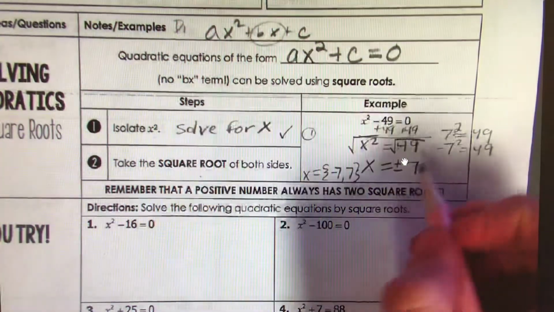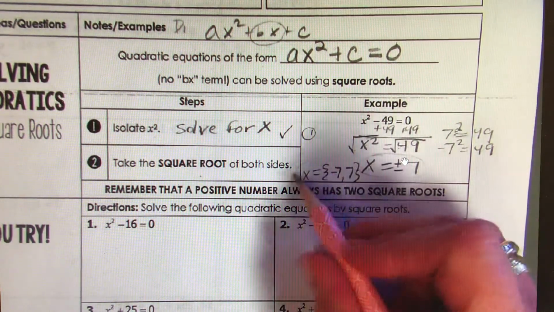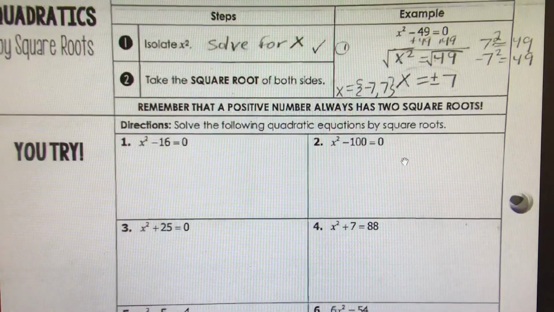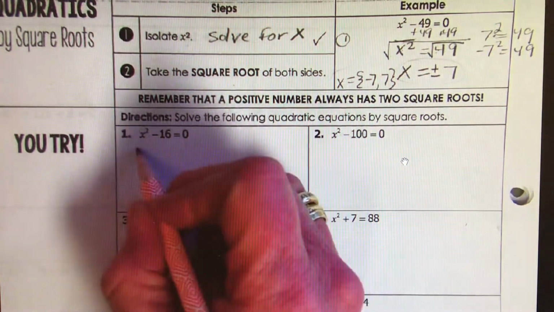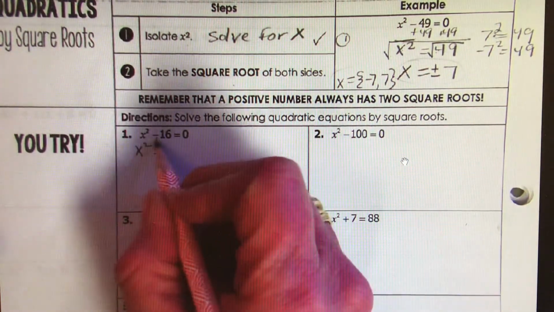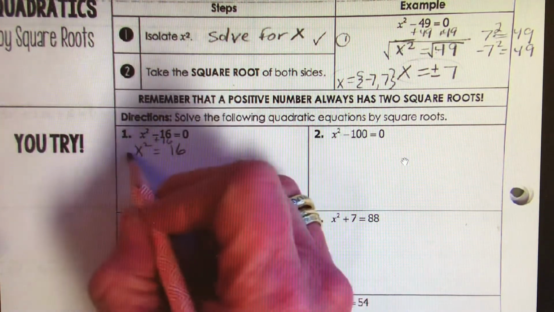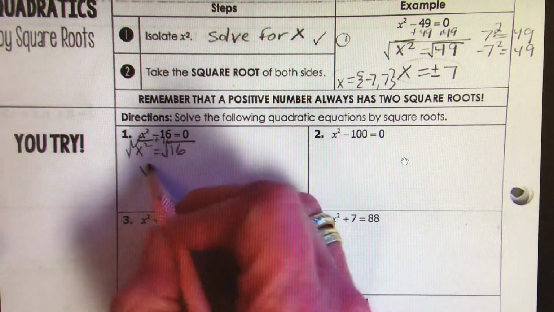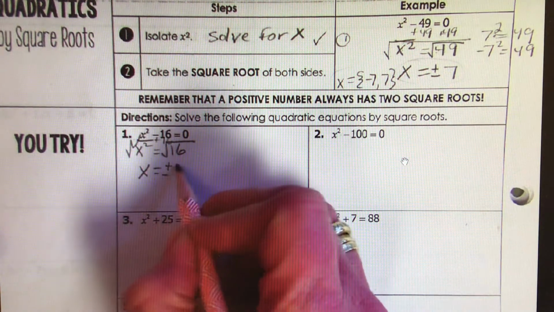You will see different ways to express this. Sometimes you'll just see this, and other times you'll see it in set form. So down here, let's look at number 1 together. x squared minus 16. Well, x squared equals 16, I'm going to add 16. I'm basically moving that 16 to the other side. If I take the square root, x is the square root of 16, so I would say that it's positive or negative 4.